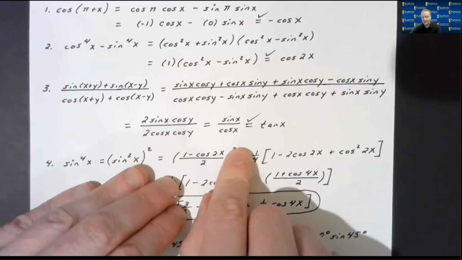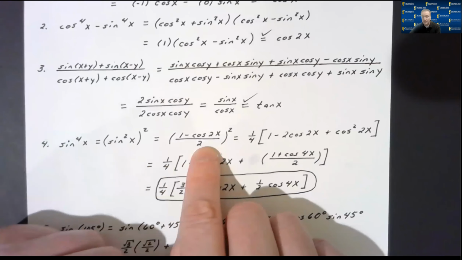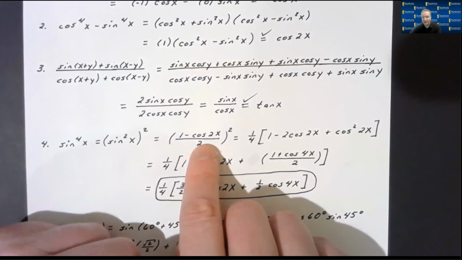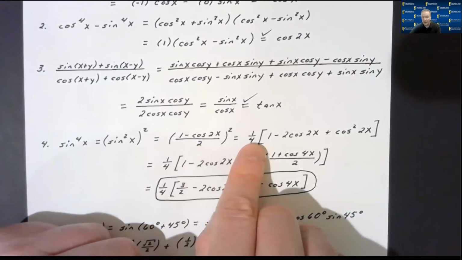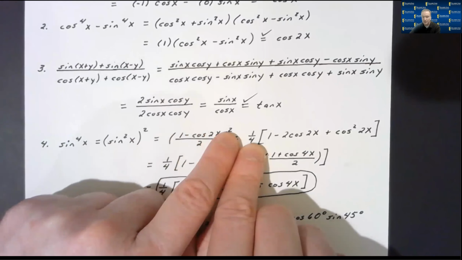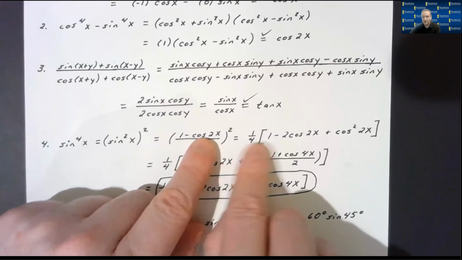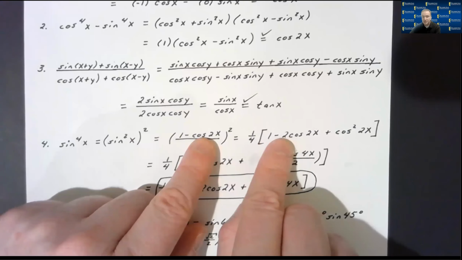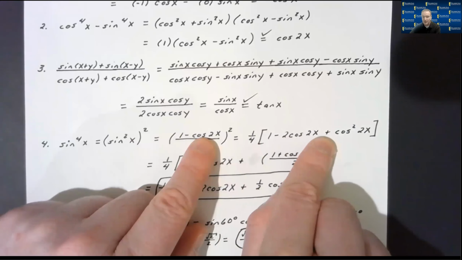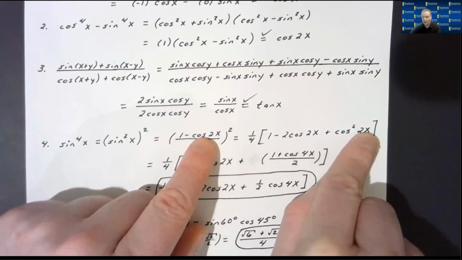At this point, what I did is I just said, well, I know that that 2 is in the denominator. When I square it, it'll be 4. Instead of dividing by 4, I preferred to just factor out a factor of 1/4. So then I had 1/4 times the group, 1 minus the cosine of 2x, quantity squared. 1 minus cosine 2x times 1 minus cosine 2x gives me 1 minus 2 cosine 2x, and then it would be the cosine of 2x times the cosine of 2x for plus cosine squared 2x.